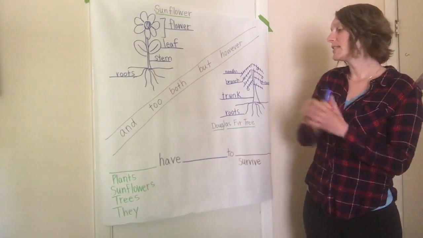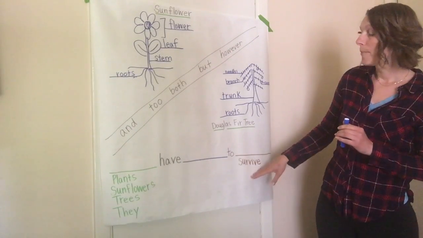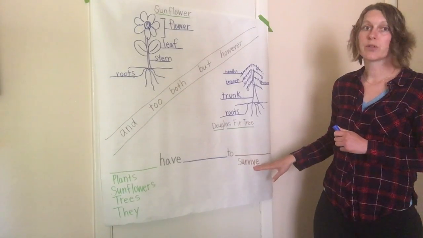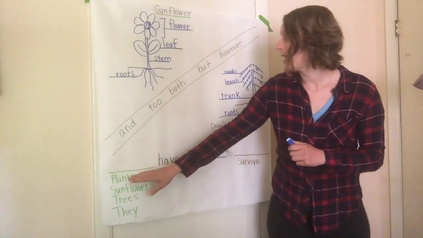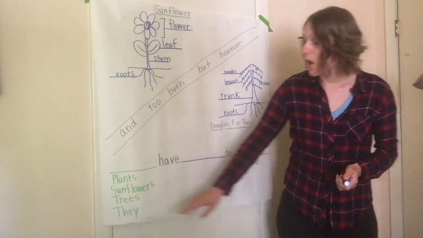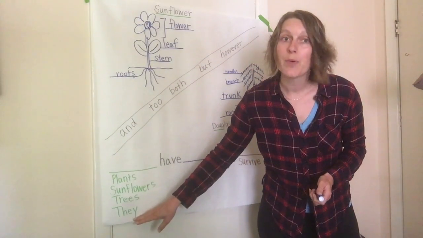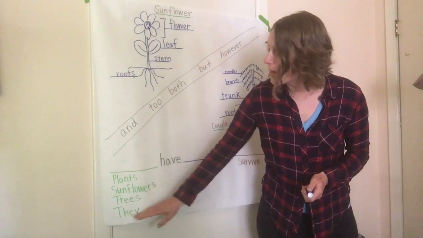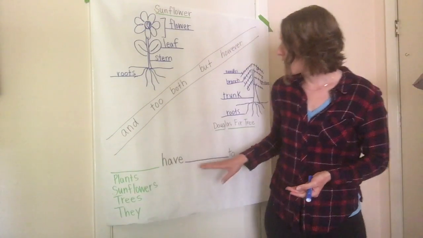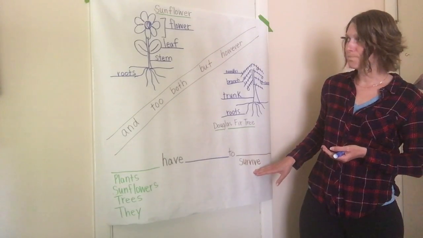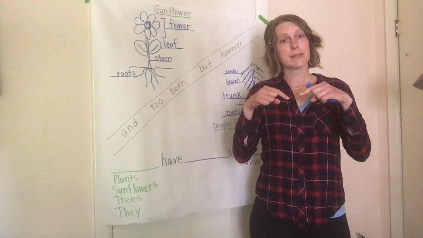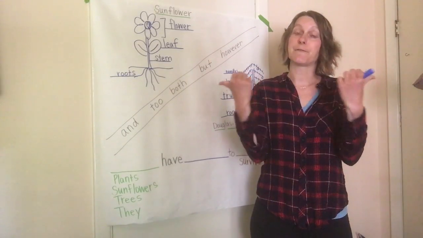So we have all of these different plant parts that help our plants, like the sunflower and the Douglas fir tree, to survive. So we can say plants have parts to survive. We can also use a pronoun to talk about the plants. We can use the pronoun they because there's more than one. So they have parts to survive. The sunflower and the Douglas fir are both plants, however, they have different parts.